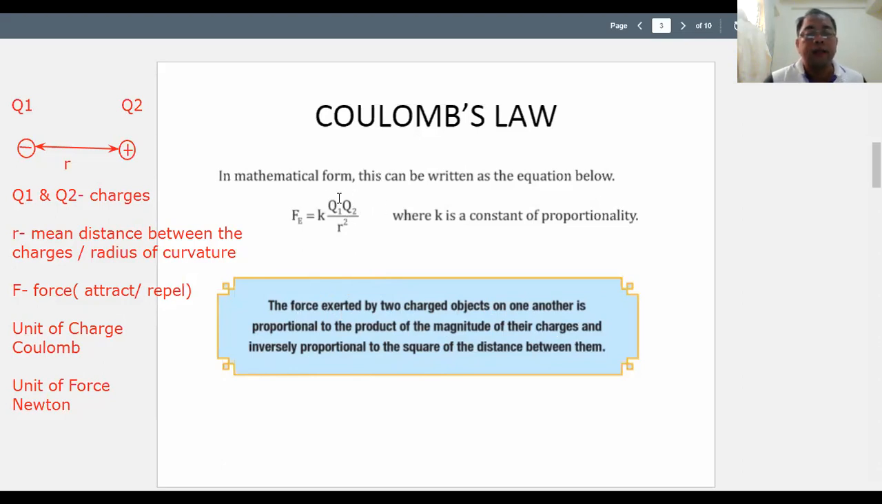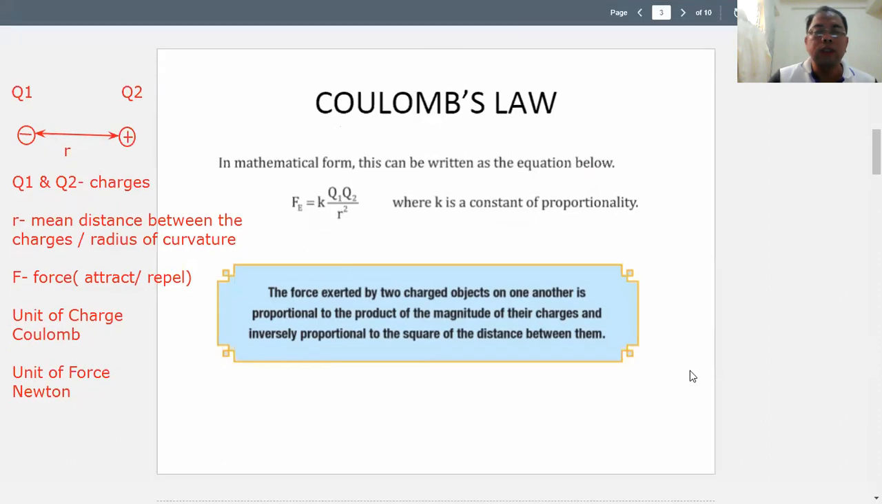So according to this one, the product of the charges Q1 times Q sub 2 is directly proportional to F, no? Meaning, as we increase the value of the charges, the force increases. However, the distance between them is inversely proportional, meaning if the denominator is increased, then the force eventually decreases. That's what we mean by an inverse relationship. Okay, so we have our Coulomb's law, no?